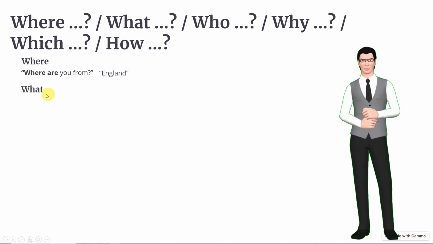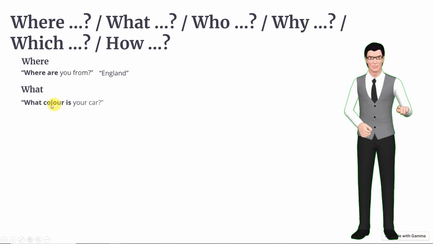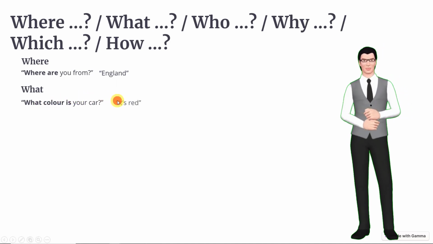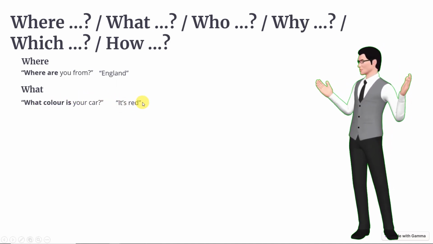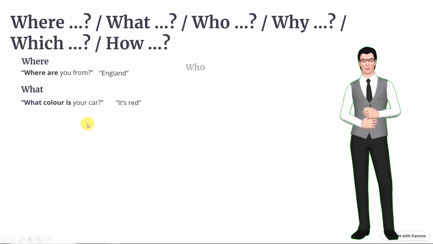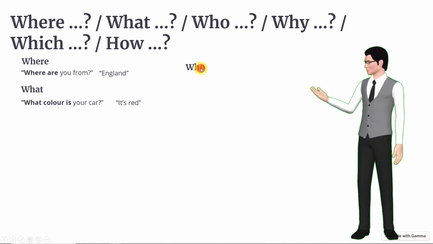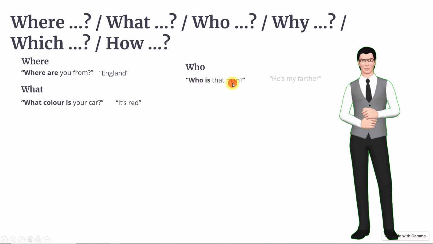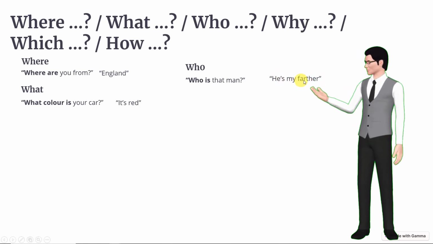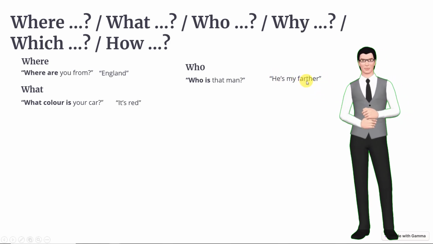What? What color is your car? You can say it's red. Who? Who is always asking about people. Who is that man? He's my father. Or you could just say, well, he's my father would be the best answer in this case. Just to say father is not completely right. You can rather say he's my father. That'll be much better.